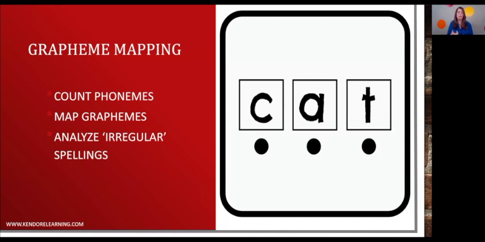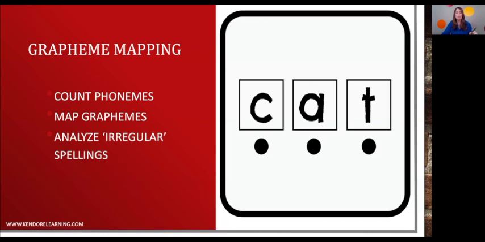So you're probably familiar with acronym boxes, sound boxes, whatever you want to call it. I call it dot and jot, because I just like that. So I always dot first and then go back in and jot. And that's where I think the way that I do it is a little bit different. I've never seen anyone who does the dots first and then goes back in and puts the graphemes in.